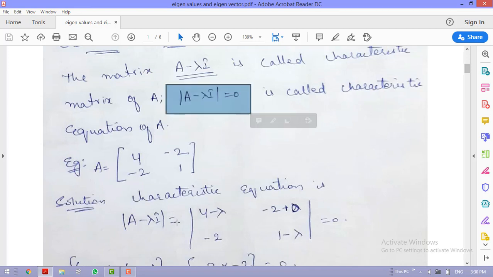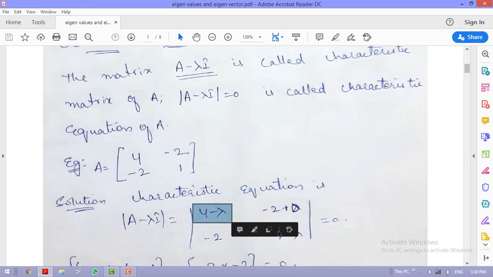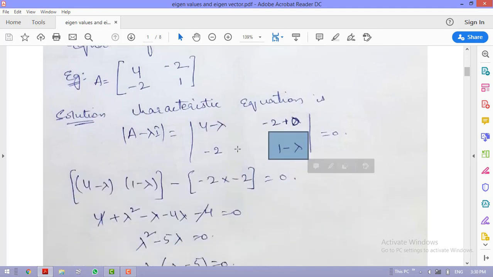Here I want to tell you one thing: you have to add minus lambda to the diagonal elements. You can see here that 4 is a diagonal element and 1 is also a diagonal element. So I have added minus lambda to these two elements, and the remaining two elements I just wrote the same. So the equation is the determinant of [4 - lambda, -2; -2, 1 - lambda] equal to 0.